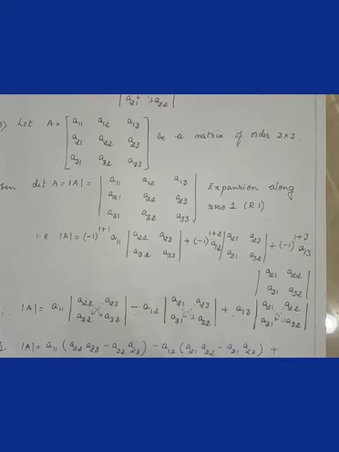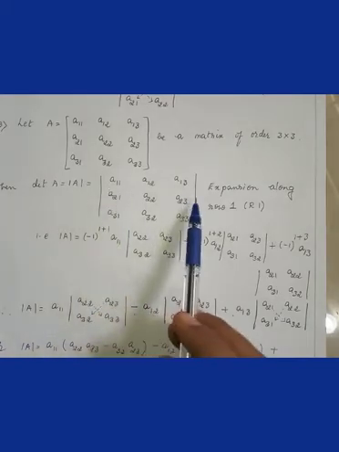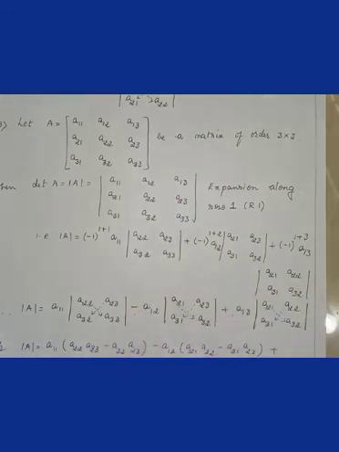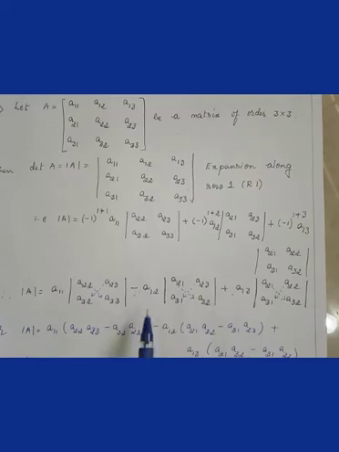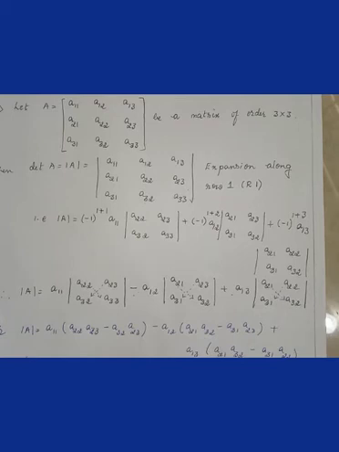If you are expanding along the second row, before that, I'll complete this one. So this is plus a11 and the same determinant, minus a12 the determinant, plus a13 and the determinant. So you know how to expand the 2 by 2 determinant. How to expand it? Multiply the diagonal entries minus multiply the non-diagonal entries.